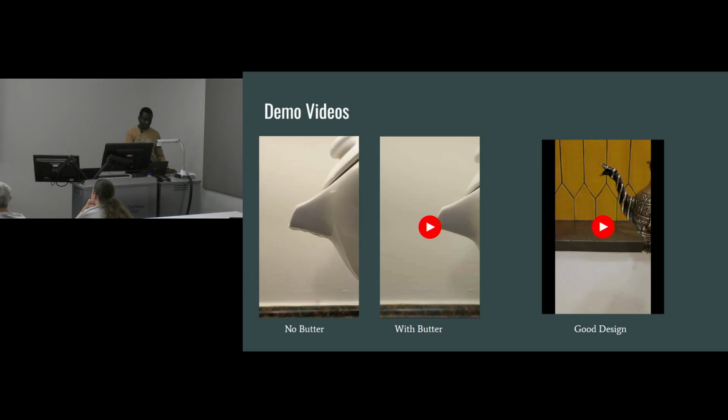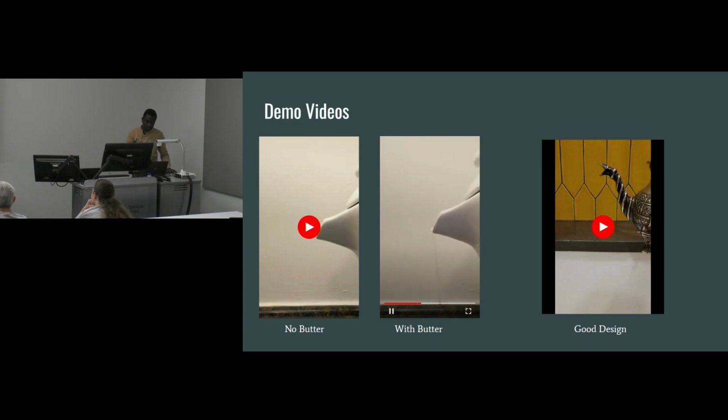You see, at the end, the tea is coming back, it's clinging to the tip. So when we layer the kettle with butter, let's see the effect. It reduces significantly. And so when we use a good design, that is a kettle with a narrow and long spout, let's see the effect as well.